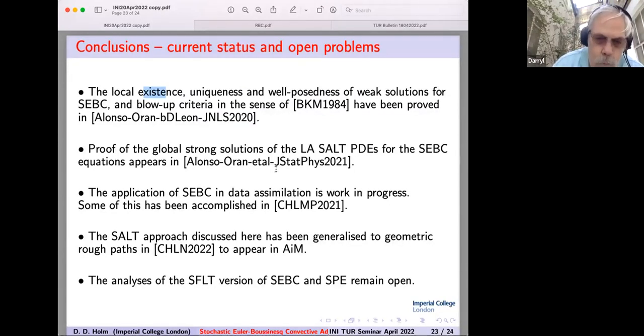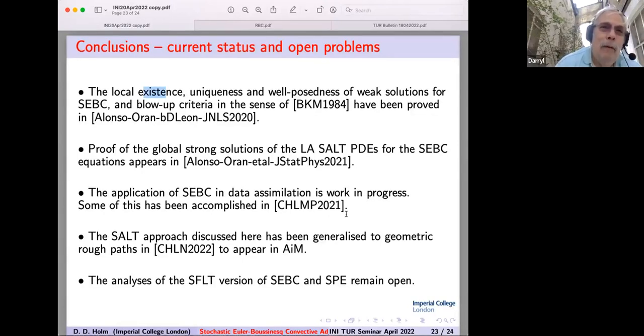Then the application of this work for this model and data assimilation is a work in progress, but some of it has been accomplished. I don't see any reason why this method is not going to work for the SALT procedure. And almost finally, the SALT approach has been generalized to geometric rough paths recently in a paper which is about to appear in Advances in Mathematics.